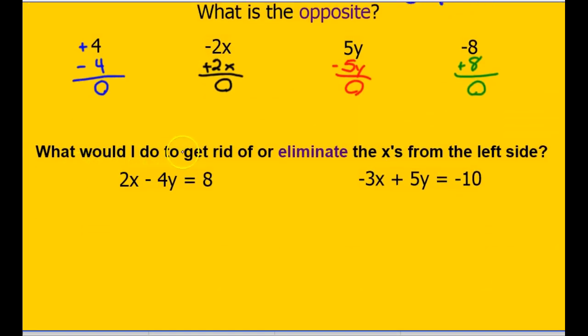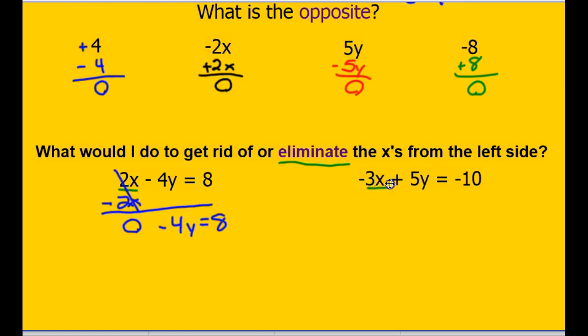Down here it says, what would I do to get rid of or eliminate the x's from the left side? Well, here we have our x on the left side, and here's our x on the left side. So what we're going to do is find the opposite. That's how we get rid of or eliminate the x's. What's the opposite of positive 2x? Well, that's negative 2x. So we would eliminate that 2x by putting in negative 2x. That gives us 0. So now all we're left with is negative 4y equals 8. We eliminated the x's.